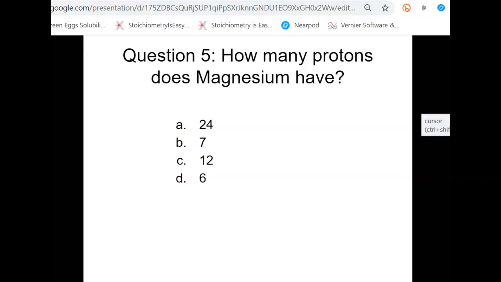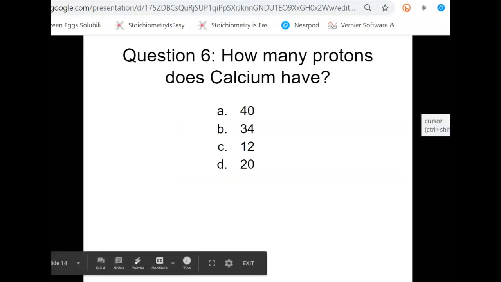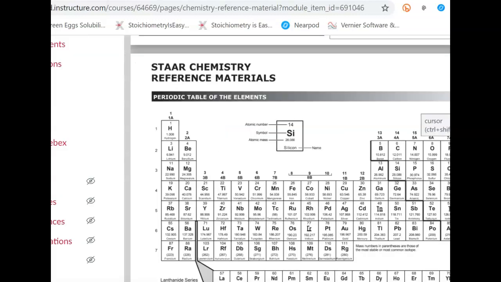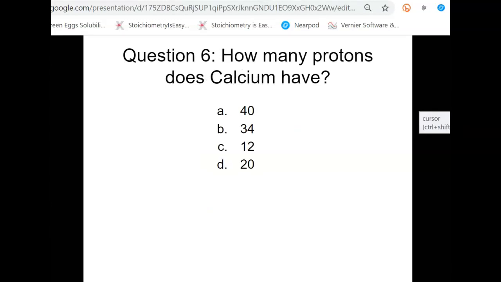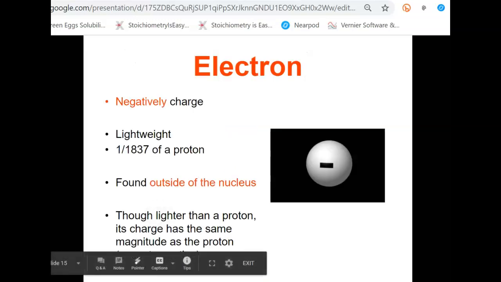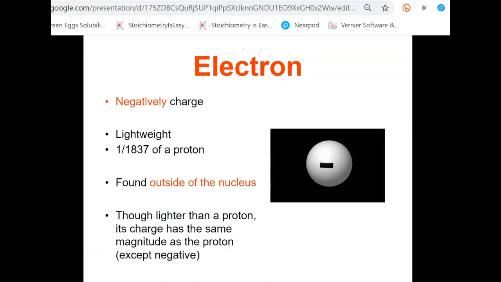So how many protons? We said that was 12. Okay, how many protons does calcium have? So here we go. We're going to run back to calcium, and we're going to go look at calcium. And if you take a look with me here, calcium is right here. And you'll notice that calcium has the number 20 over the top of it. So calcium must have 20 protons. So we can go back and say, haha, the answer here is D for the number of protons calcium has. All right, we are going to finish up with electrons and neutrons, and then we're going to stop our presentation. So here we go.